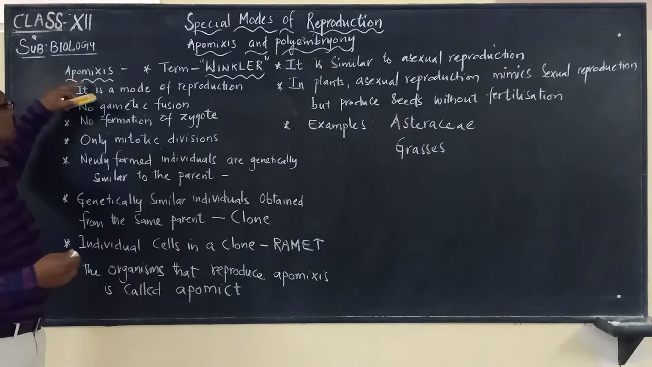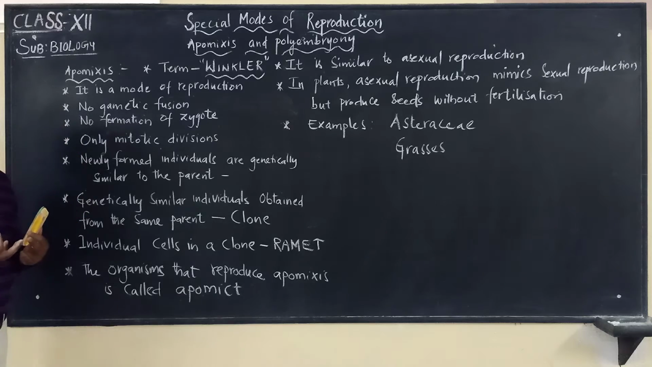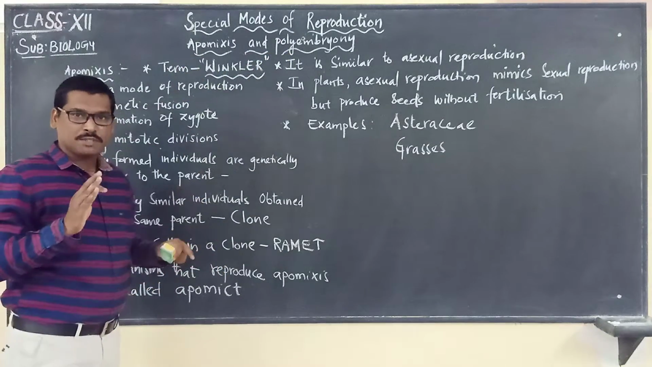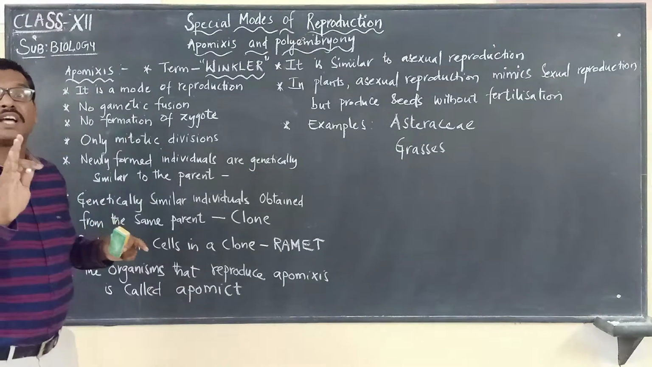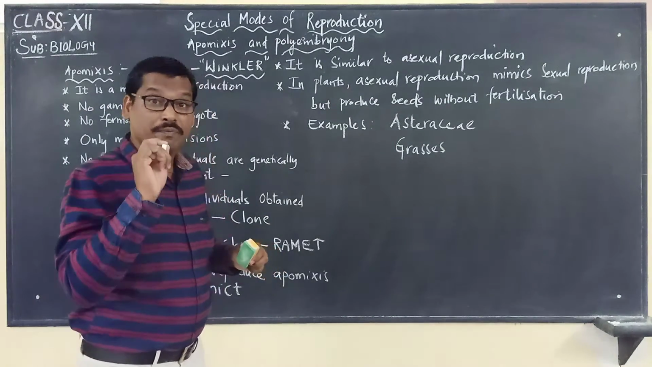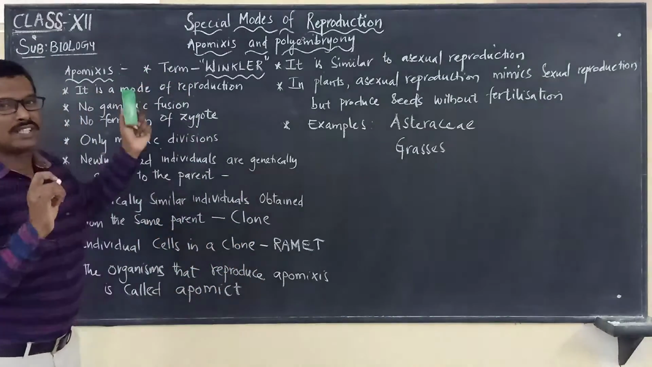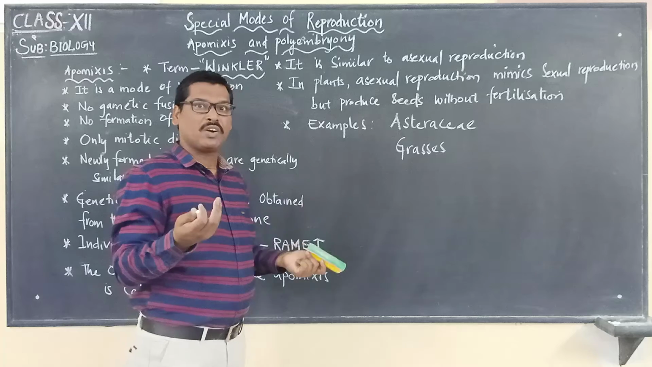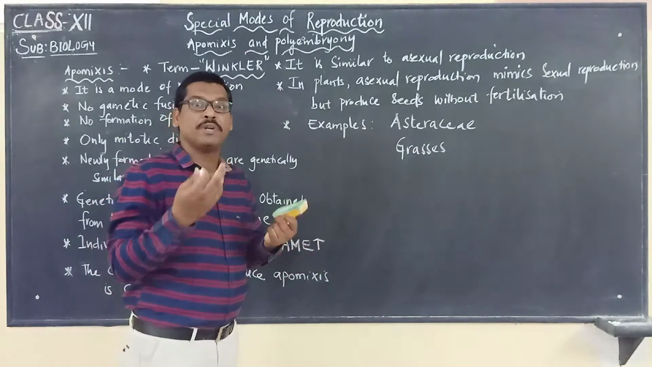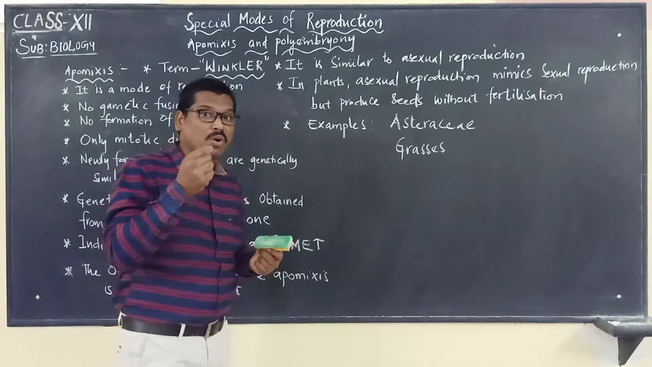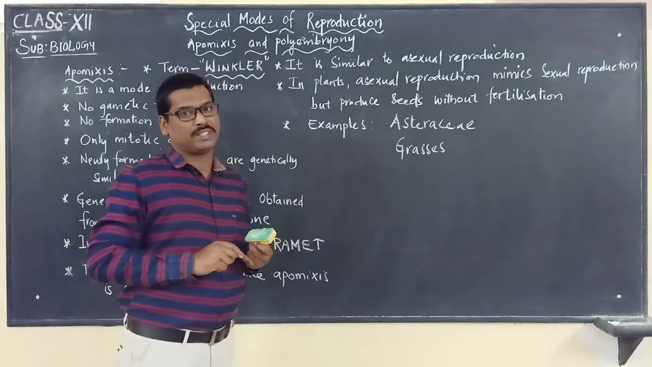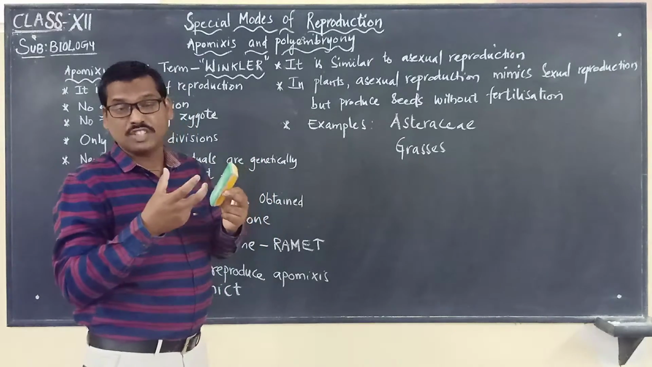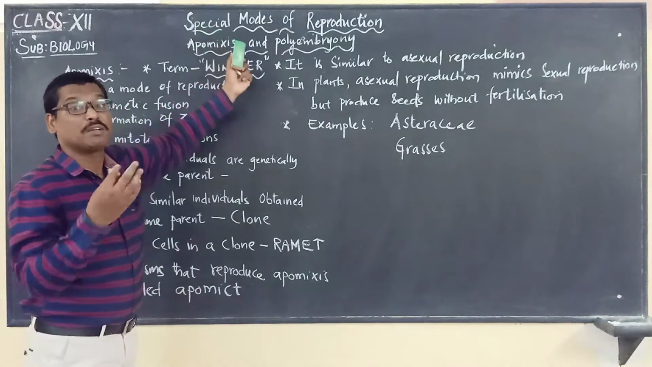What do you mean by the term apomixis? Let us try to understand what apomixis and polyembryony are. Apomixis means that seeds are produced without fertilization. That's the basic point we have to remember. Then, what is polyembryony? Poly means many, embryony means embryo. Within one seed, there may be more than one embryo present. These two are not so common. They occur in some angiospermic plants, which is why we say these are special modes of reproduction.